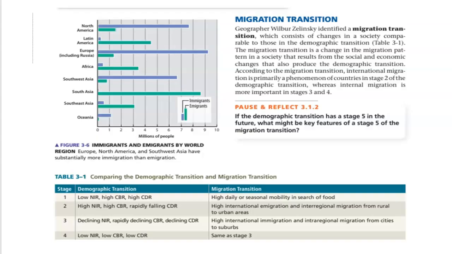Next, we can look at migration transitions and how those are associated with the stages of the demographic transition. So for stage one, for example, a lot of the reason that folks will be migrating will be for high daily or seasonal mobility and search for food. For stage two, the reason that people might be migrating would be for high international immigration and interregional migration from rural to urban areas. For stage three, it's high international immigration and intra-regional migration from cities to suburbs. And then it would be the same in stage four as it would be in stage three.